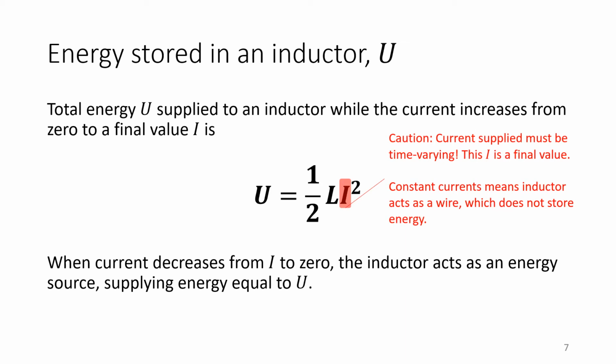Now, at this point, we have to consider something that is usually overlooked. The I in the expression is just the final value. For inductors to be more than just mere wires, time-varying currents must be present. So that I that you see, highlighted in red, is not a constant value. The moment that your current in the whole circuit is just a constant value, your inductor just acts as a simple wire. So the I in this total energy U is already the final value, or the maximum value that this current possesses.